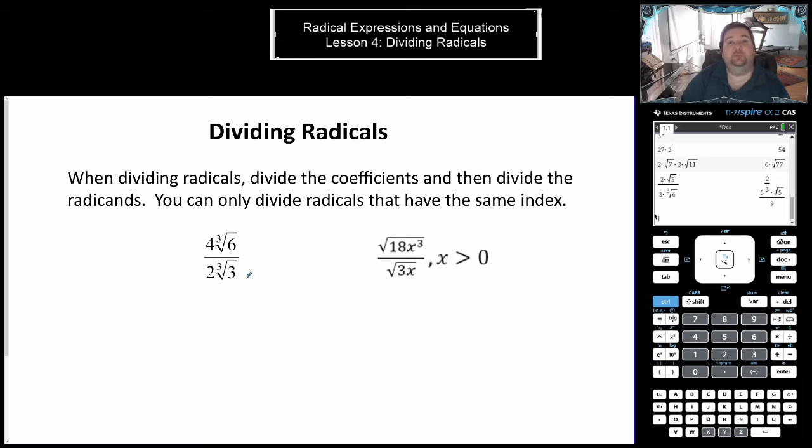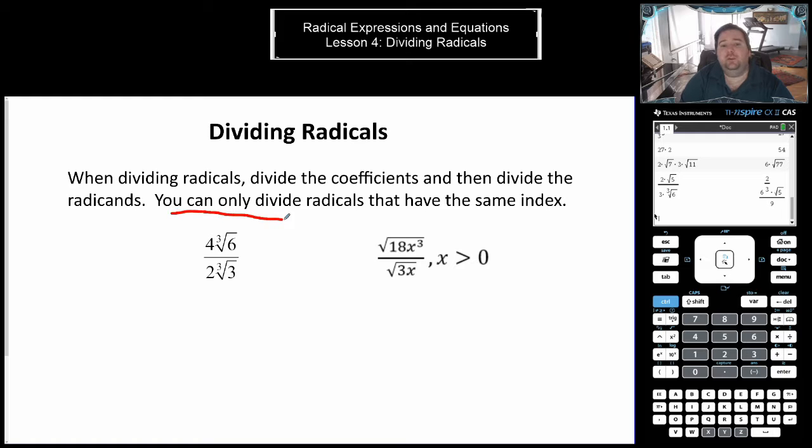So let's start off with some easy stuff. Let's gain some confidence before we go and delve into the harder stuff. When you divide radicals, you divide the coefficients and then you divide the radicands, okay? So you divide the coefficients and then you divide the radicands. So what does that look like? Let's look at this first one here.